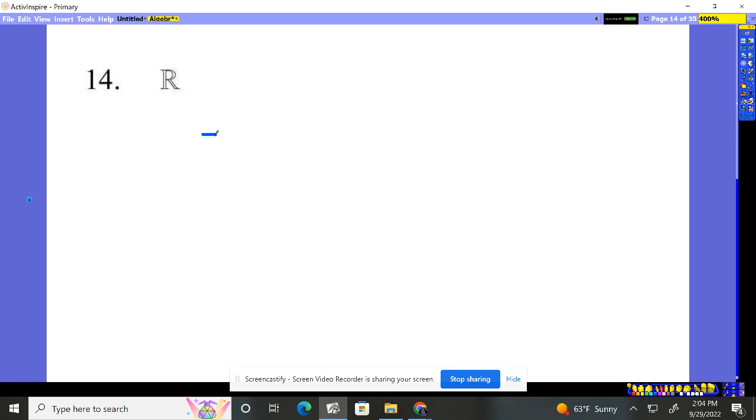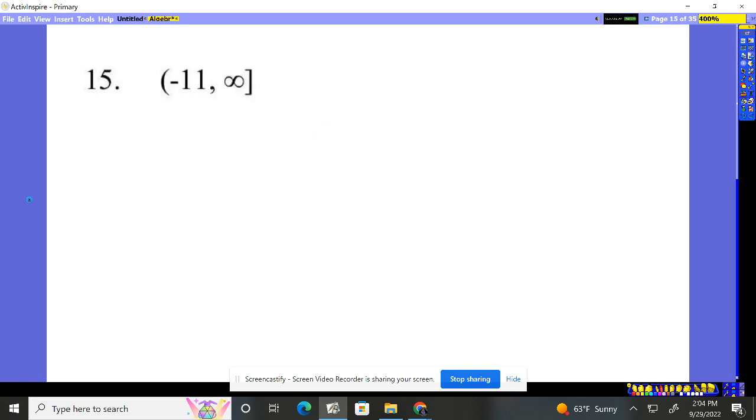Number 14, all real numbers. That means it's basically going from -infinity to +infinity. There would be how we would write that. This I would consider inequality notation. -infinity to infinity is the interval.